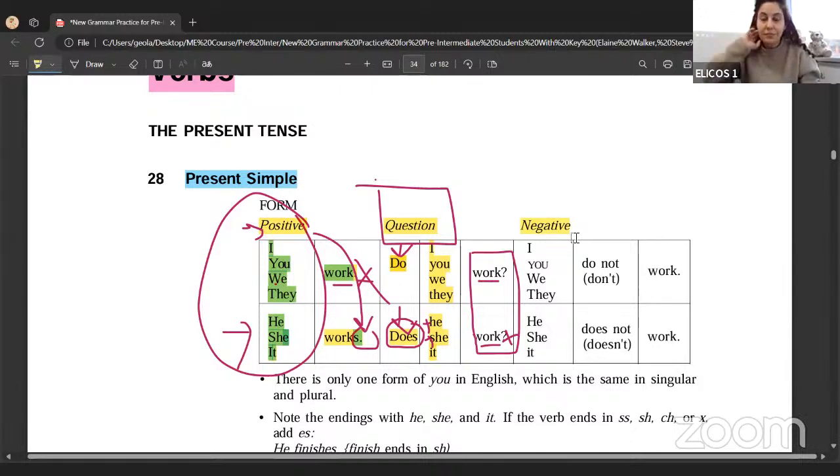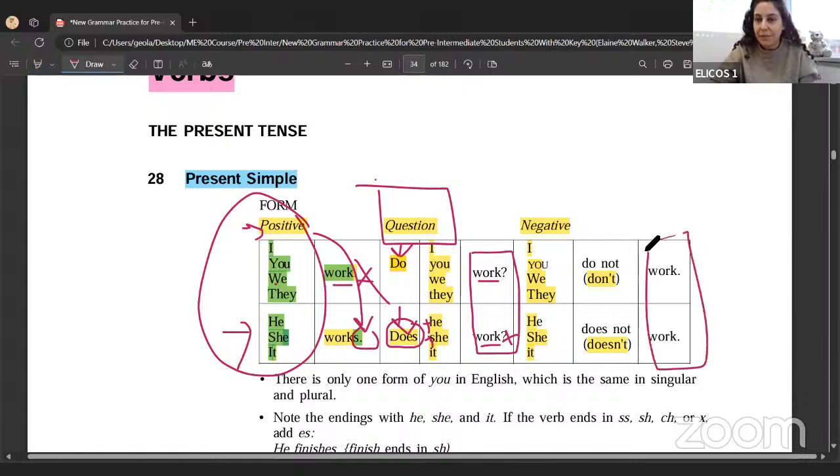Now, to make a negative sentence, a negative means that you want to say something is not true. For the subjects I, you, we, they, you say don't, or you could say do not. But for he, she, it, again, you have to change it and say doesn't. And if you have a look at the verb, it is the same. So for example, I don't work on the weekends. My husband, he doesn't play football.